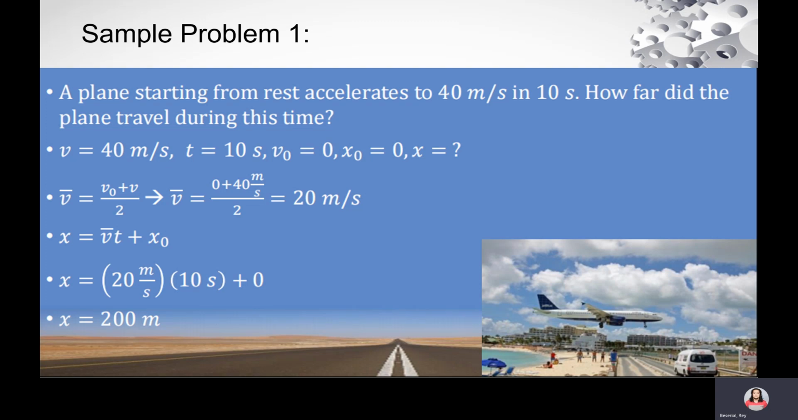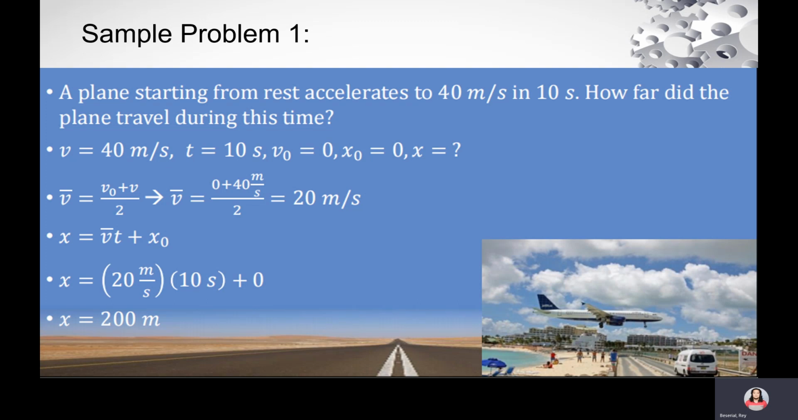So write down natin yung mga data na nandun sa ating problem. So meron tayong final velocity na 40 meters per second. And then meron tayong time na 10 seconds or kumbaga yung ating final time from 0 to 10 seconds. So T final is 10 seconds.